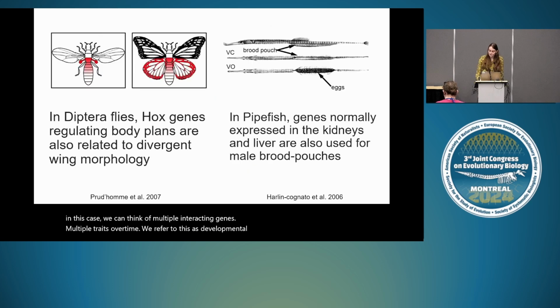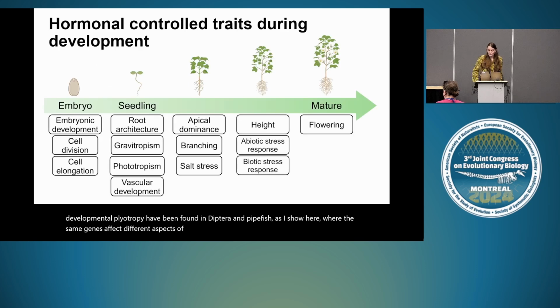Some examples of developmental pleiotropy have been found in Diptera and pipefish, as I show here, where the same genes affect different aspects of development. And this is also important in plants, as they rely on the amount and distribution of hormones throughout development. There are hormones that affect embryonic traits, but through regulatory differences can also affect late-acting traits, such as flowering in mature plants.